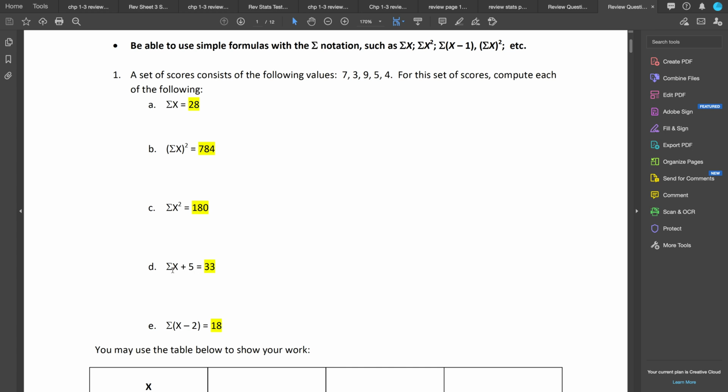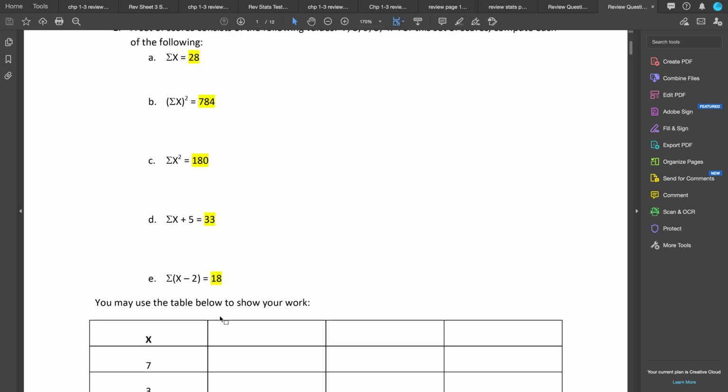There's a big difference between letter D and letter E. In letter E, with the parentheses, you have to subtract 2 from each of these scores, and then add them up. So 7 becomes 5, 3 becomes 1, 9 becomes 7, 5 becomes 3, and 4 becomes 2. Then add them all up and you will get 18. Okay?